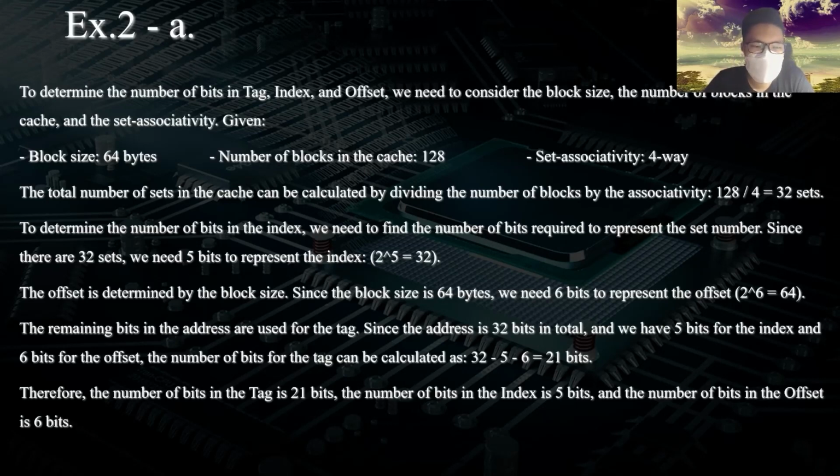The remaining bits in the address are used for the tag. Since the address is 32 bits, in total we have 5 bits for the index and 6 bits for the offset. The number of bits for the tag can be calculated as 32 minus 5 minus 6 equals 21 bits. Therefore, the number of bits in the tag is 21 bits. The number of bits in the index is 5 bits, and the number of bits in the offset is 6 bits.